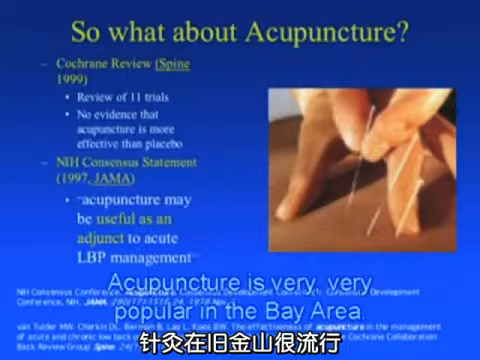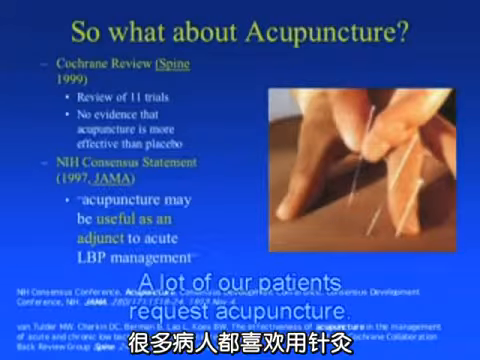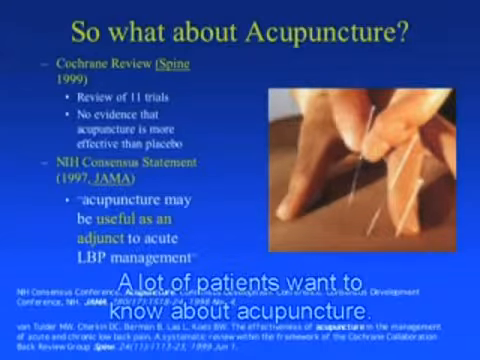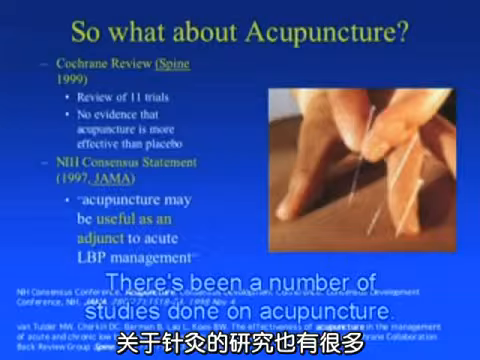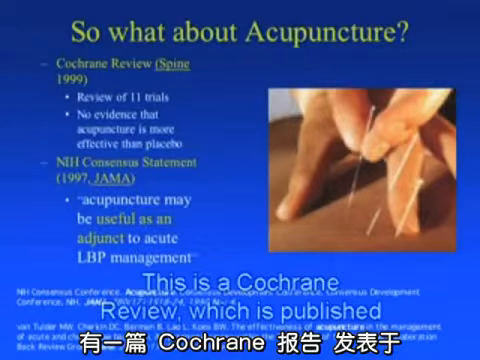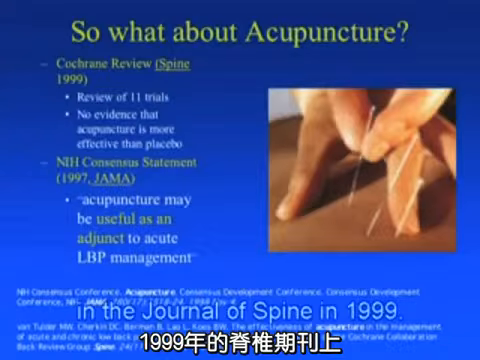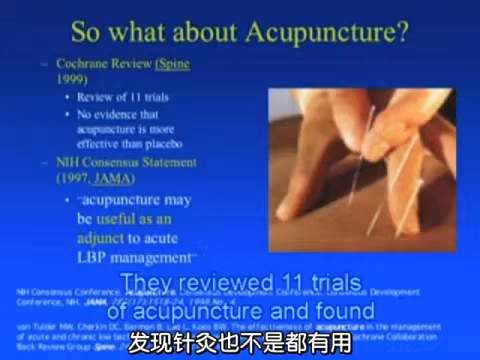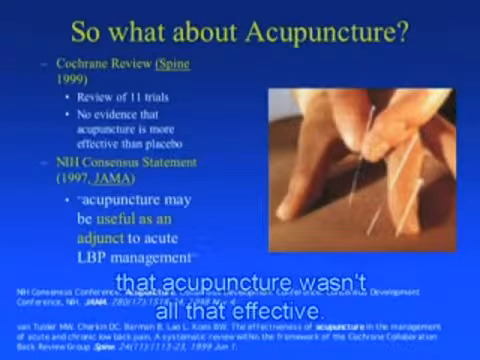Acupuncture is very, very popular in the Bay Area. A lot of our patients request acupuncture. A lot of patients want to know about acupuncture. There have been a number of studies done on acupuncture. This is a Cochrane review which was published in the journal Spine in 1999. They reviewed 11 trials of acupuncture and found that acupuncture wasn't all that effective.